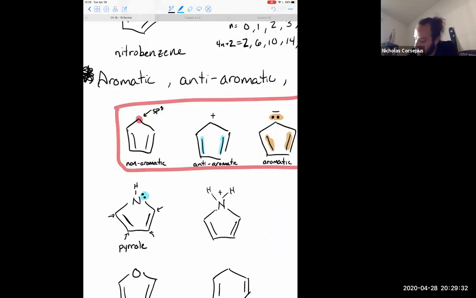I keep on wanting to say pi. So now we have 2, 4, 6, and everything's sp2 hybridized. So pyrrole is another classic example of an aromatic compound. Hint, hint, nudge, nudge, all the special ones that we learned about are aromatic, but we'll go through and prove this to ourselves.